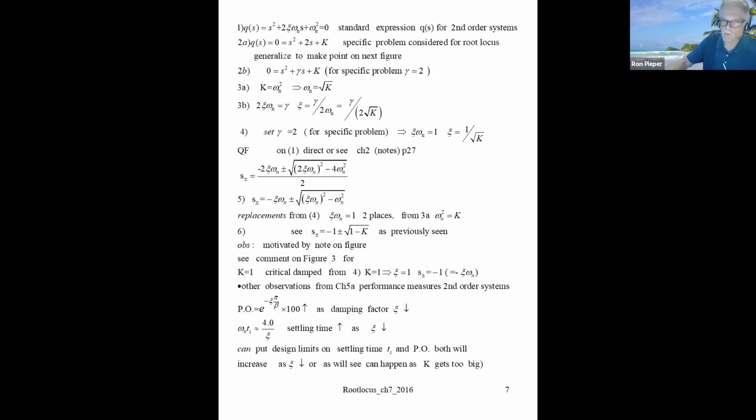Okay. There's a short example which is intended to illustrate how someone may use the root locus business to put a limit on one of our performance measures. And I'll remind you of this that came out of chapter 5A, which we not too long ago finished off, is that there are these two parameters. One was called the percent overshoot, and the damping ratio.